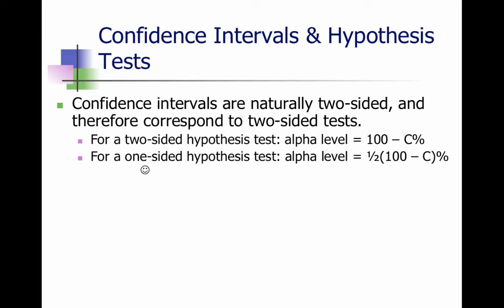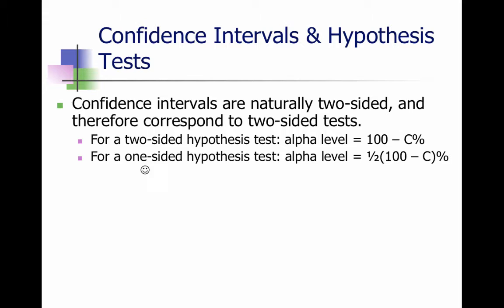If you have a one-sided hypothesis test, meaning that your alternative is either strictly greater than or strictly less than, then you take half of that difference. So 1/2 times 100 minus your confidence level. So again, if you had a 95% confidence interval and it's a one-sided hypothesis test, your alpha level would be half of 100 minus 95. So in that case, it would be half of 5%, which would be 2.5%.